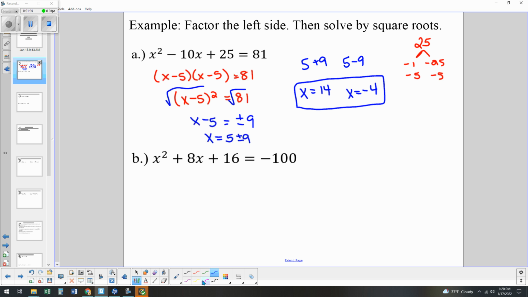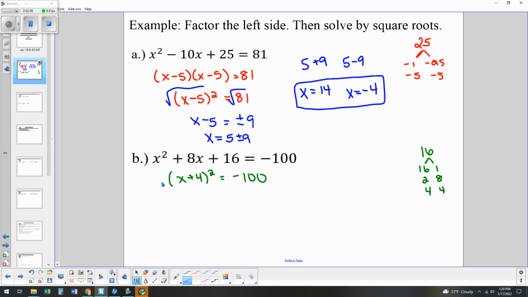All right, let's do the same thing for b. I'm looking for what multiplies to positive 16 and adds to positive 8. All right, 1 and 16, 2 and 8, 4 and 4, and 4 and 4 are the magic numbers. So this is going to be x plus 4 times x plus 4, or x plus 4 squared.